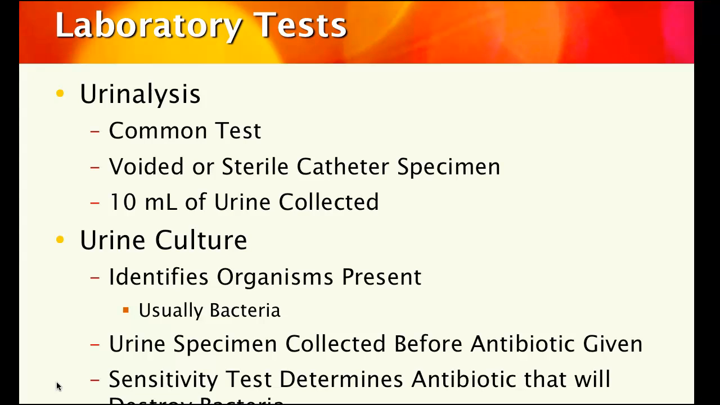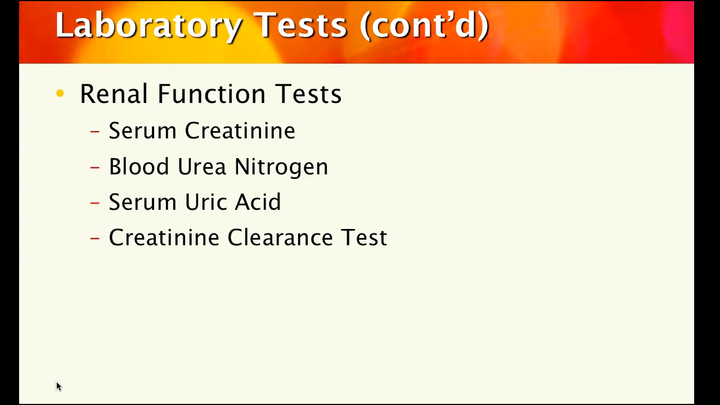The urine specimen has to be collected before an antibiotic is given, and we use this test to determine what antibiotics will treat and destroy the bacteria. Renal function tests, the big ones that we look at here, serum creatinine. Serum creatinine is the best indicator of kidney function, but we can also look at a BUN or a blood urea nitrogen. You can look at a serum uric acid and a creatinine clearance test, but if you're specifically looking at kidneys, you want that serum creatinine level.